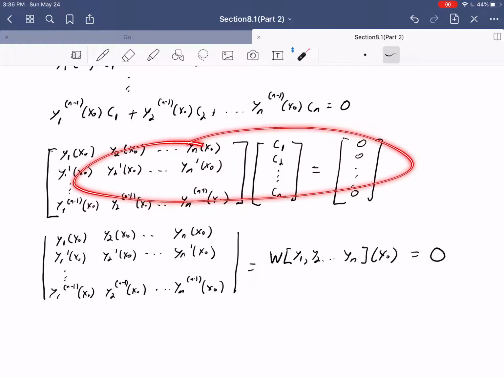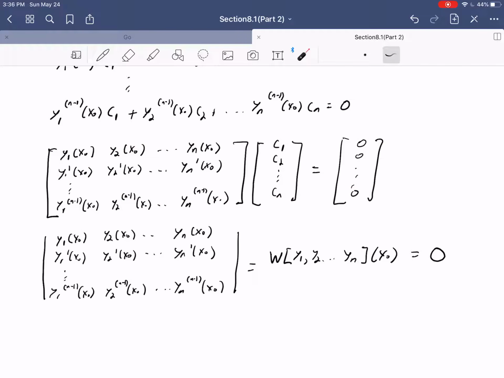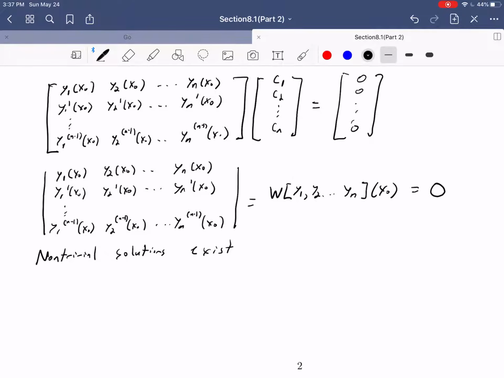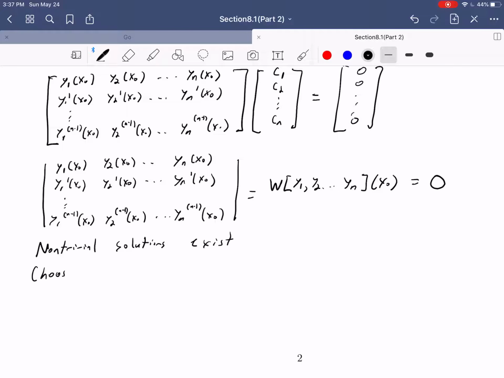Now remember, this is not a system of differential equations, but a homogeneous system of linear equations. So we always knew it was going to have the solution c1 equals c2 equals cn equals 0, but now we've just figured out, since this is equal to 0, that there are non-trivial solutions. So non-trivial solutions exist, right? So let's choose one. Let's choose any non-trivial solution.